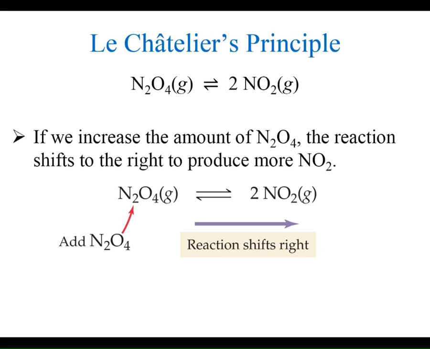So in a sense, kind of like a balance. You have a balance here. It was nice and balanced, and now I added a bunch of N2O4. I'm like, whoa, it's all out of whack now. So how do I get it back into balance? Well, I need to use up some of this and make some more of this, right? So I have to shift that way to use this up and turn it into the products and get it back into balance. Does that kind of make sense?